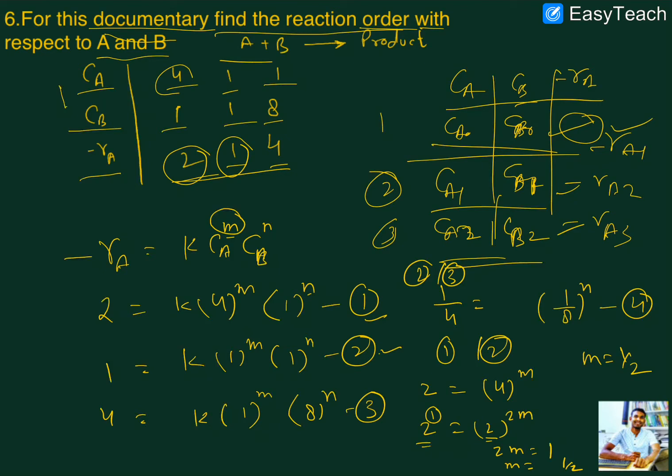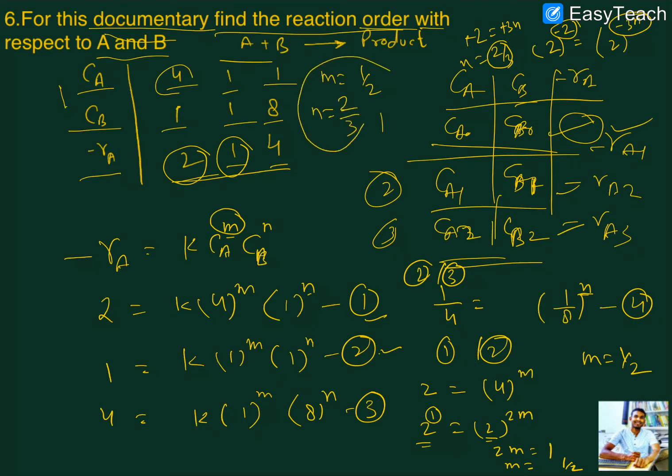Now we have to find the order with respect to B. How are we going to find it? We will convert it into powers of 2. So here 1 by 4 will become 2 raised to the power minus 2, and here it will become 2 raised to the power minus 3n. So this and this can be compared. So minus 2 is equal to minus 3n, n is equal to 2 divided by 3. So we found m is equal to 1 by 2, n is equal to 2 by 3. This is the order with respect to A, this is the order with respect to B.